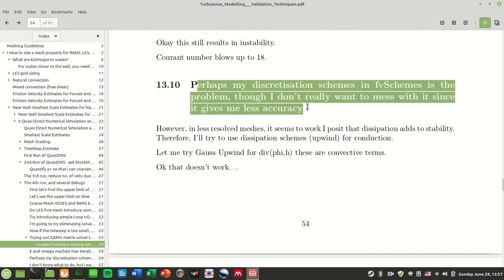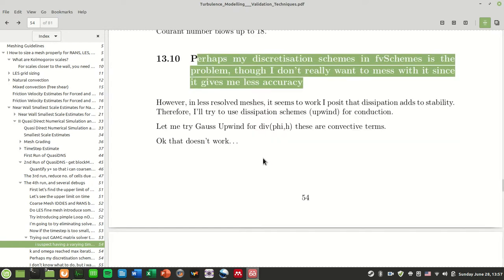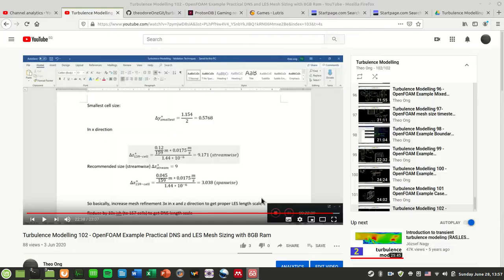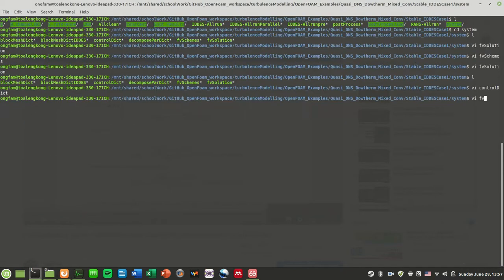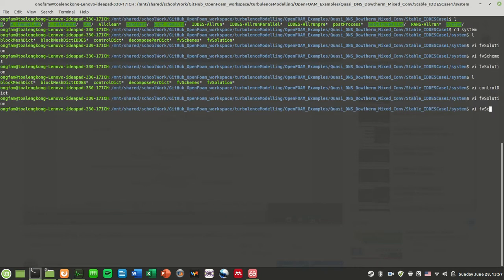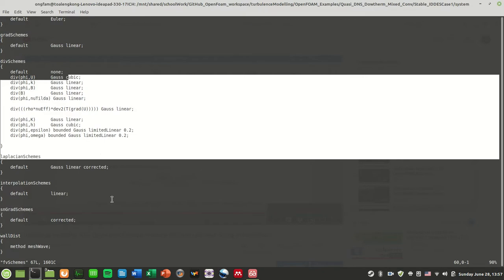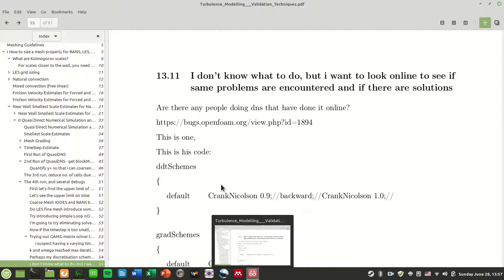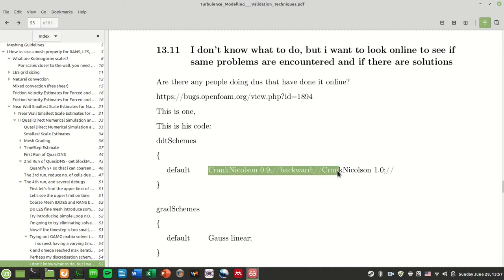Okay, so once I was done with fvSolution, I turned to fvSchemes. So I tried Gauss upwind. It didn't work. I tried a lot of Gauss upwind schemes here. Didn't work. The solver blew up. Then Crank-Nicolson time schemes in the ddtSchemes, because apparently people say it was more stable. Again, didn't work.